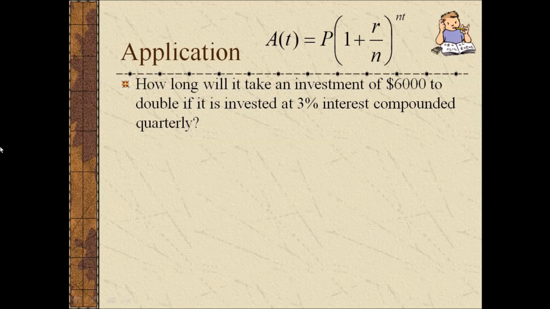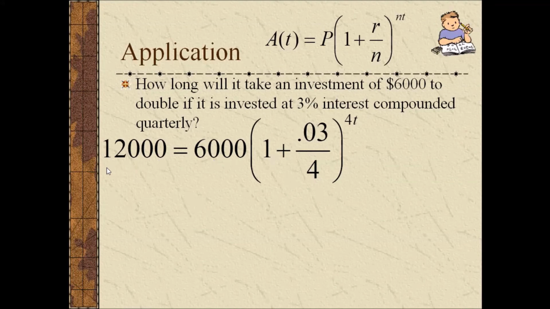First application involves compound interest, compounded n times per year. The question is, how long will it take an investment of $6,000 to double if it is invested at 3% interest compounded quarterly? First, we need to set up an equation using all the numbers involved. We're going to start with P, principal of 6,000, r, interest rate 0.03, and n is going to be 4 for quarterly, 4 times per year.